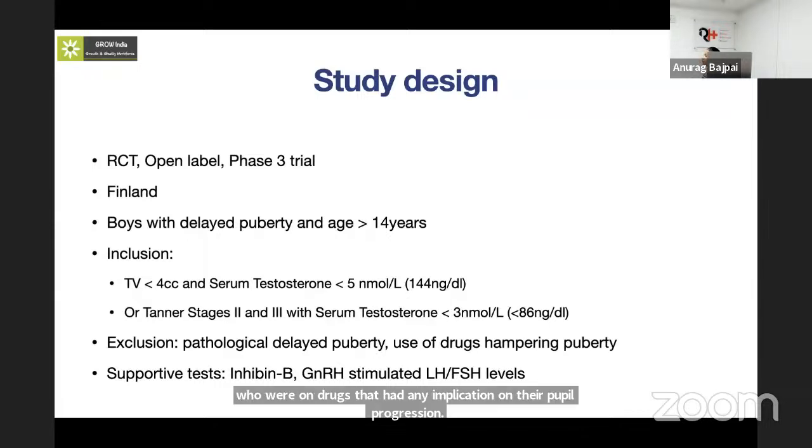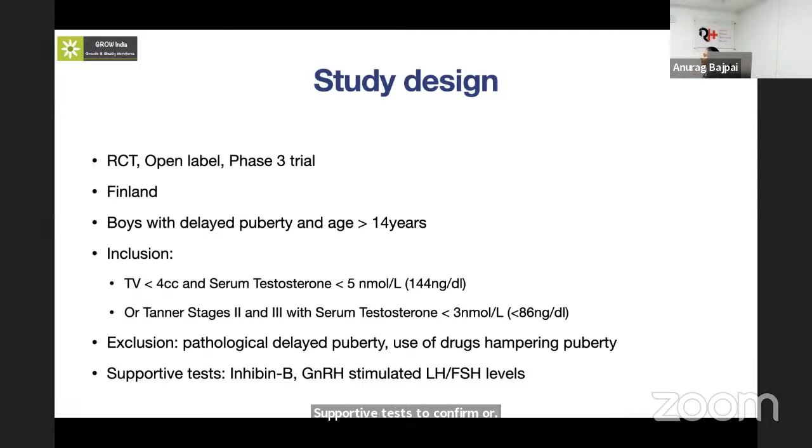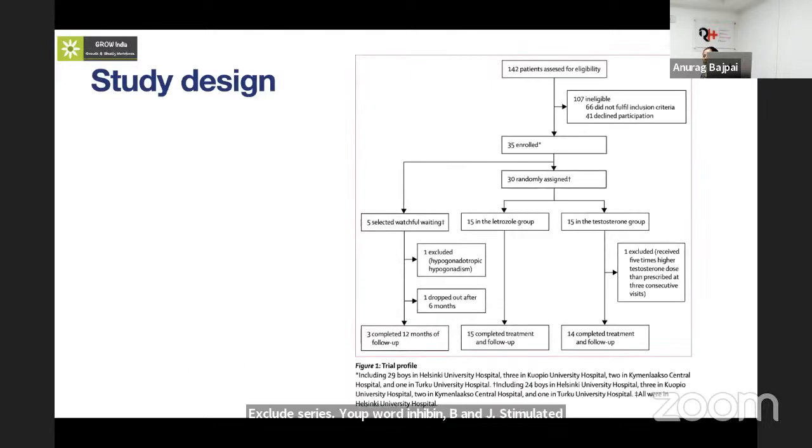Supportive tests to confirm or exclude CDGP were inhibin B and GnRH stimulated LH and FSH levels. We've not really described it. So the sample size was powered to detect a 3 ml change in testicular volume, and it came out to be around 22. They ended up recruiting a slightly larger number of subjects.